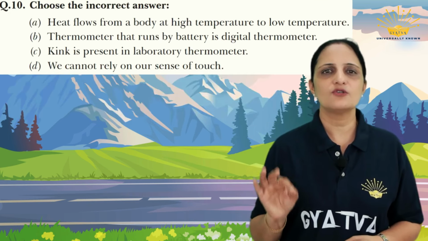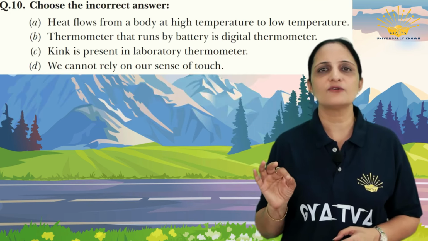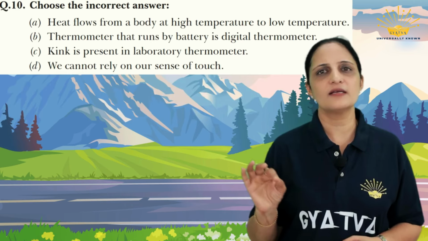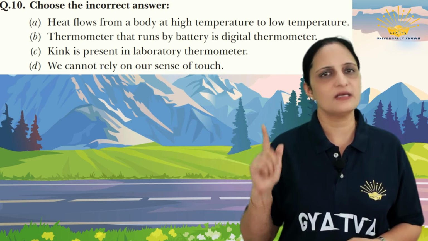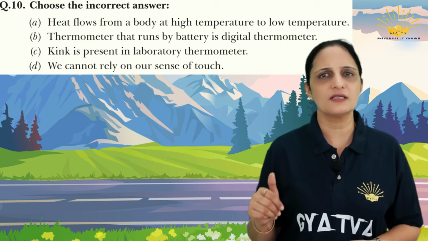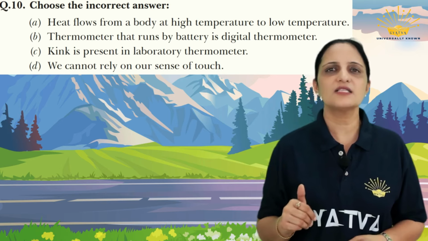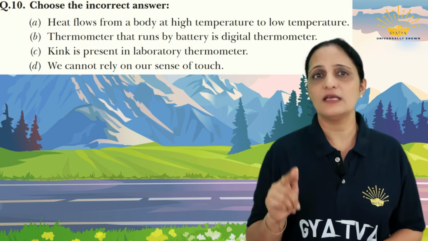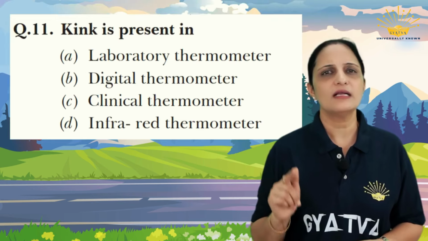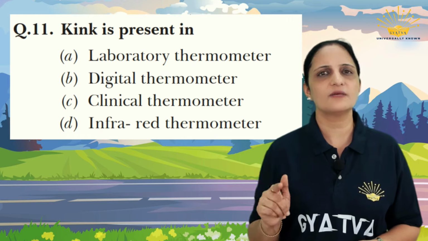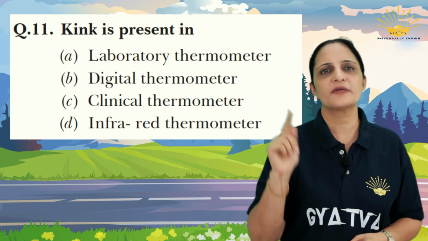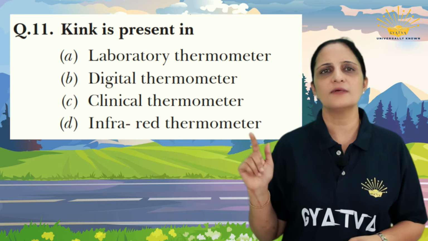Question number 10. Choose the incorrect answer. Again you have to choose the incorrect statement. First, heat flows from a body at higher temperature to a body at lower temperature. Yes. A thermometer that runs by battery is a digital thermometer. Yes. Kink is present in laboratory thermometer. D. We cannot rely on our sense of touch. No. Question number 11. Kink is present in laboratory thermometer, digital thermometer, clinical thermometer, or infrared thermometer. It is present in clinical thermometers.